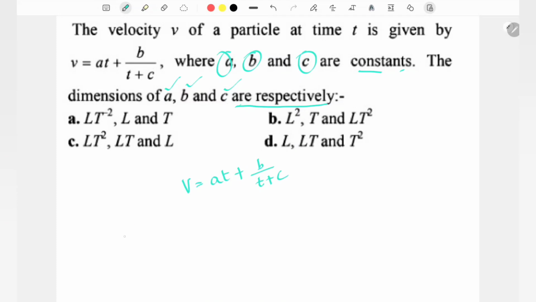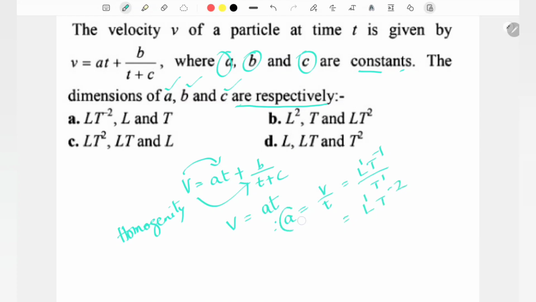We know that from the principle of homogeneity, we can add or subtract any physical quantity which have the same units. So, we must have the same units of A into T. So, the unit of A is equal to V by T. We know that velocity has the dimensional formula of L power 1 T power minus 1. Here T is time, T power 1. So we get L power 1 T power minus 2, the dimensional formula for A.